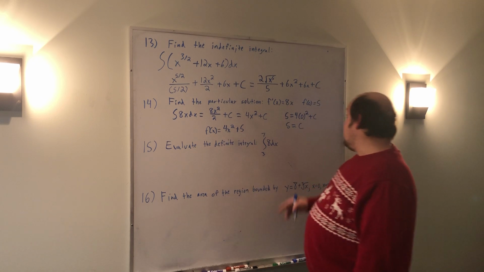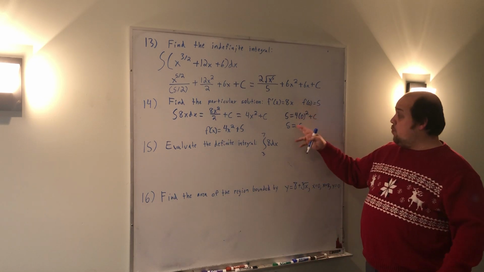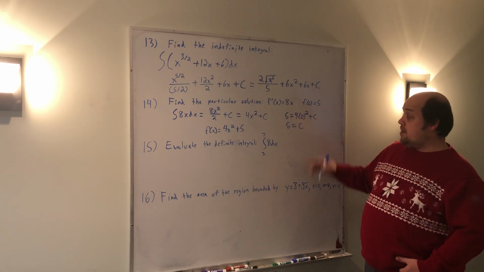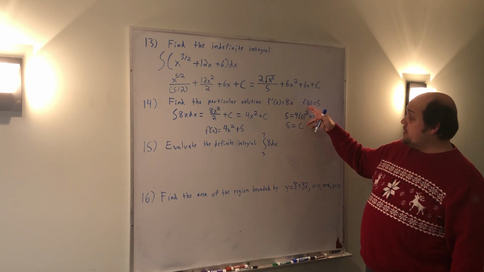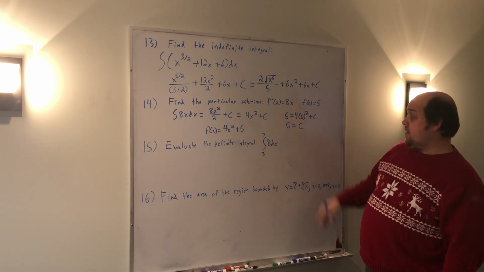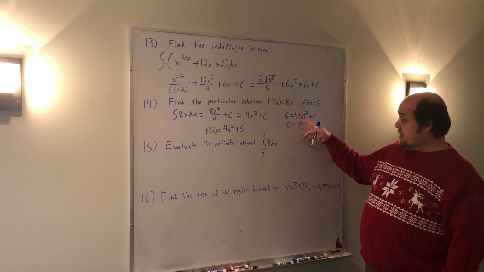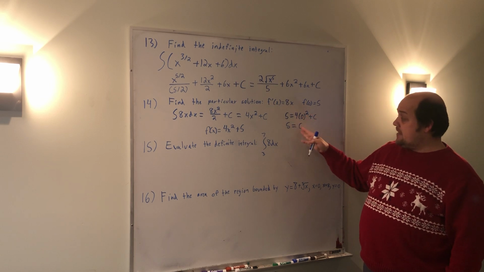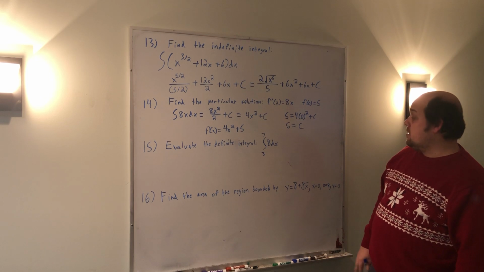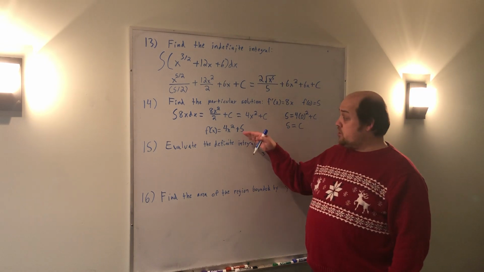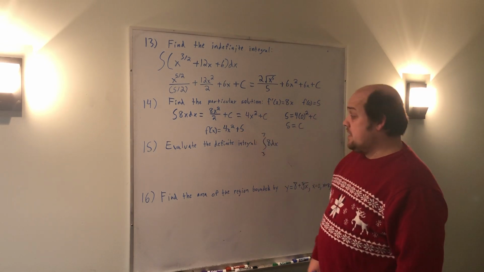Be careful, if this hadn't been 0, it wouldn't always be that this number ends up equaling c. If this had told me something like f of 1 equals 5, I'd need to put the 1 in there. I'd get 4 times 1 squared, or 4, subtract, and it would give me c equals 1. So just be a little bit careful. Don't just assume that that ends up being your c.